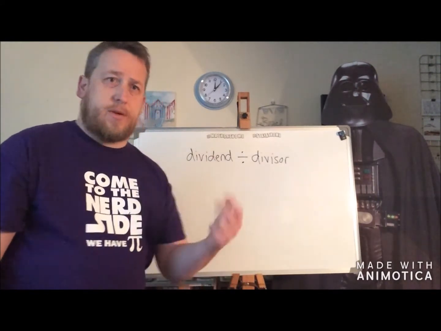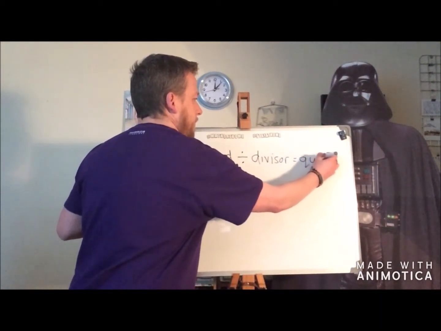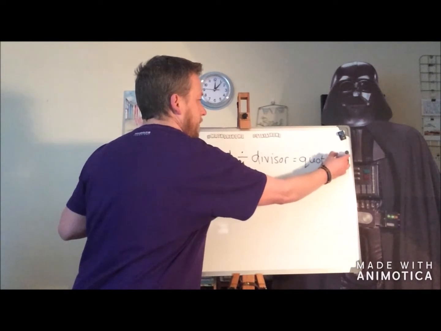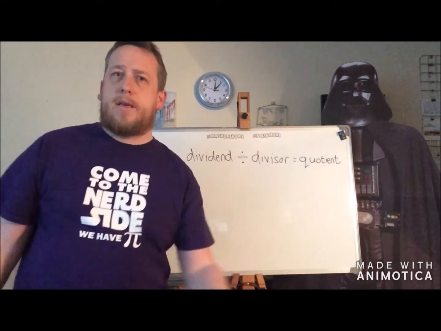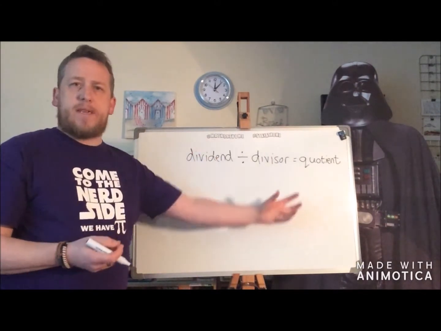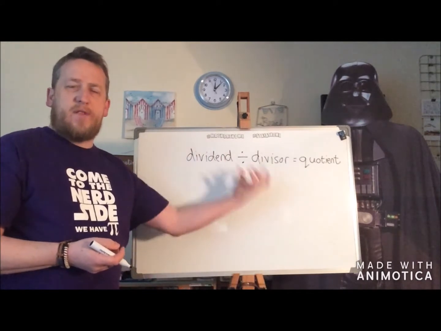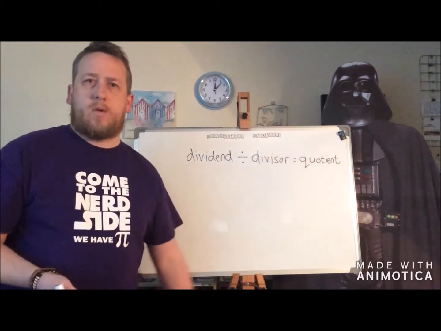The answer to a division question is known as our quotient. So that is our answer. So we start with a number, we divide it by another number, and we get our answer. So our dividend divided by our divisor will give us the quotient.